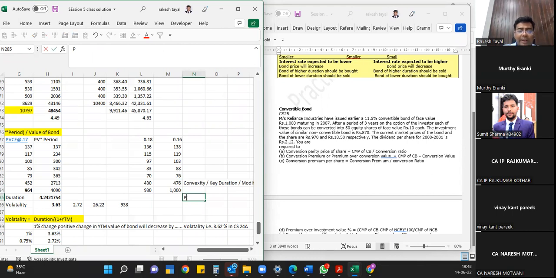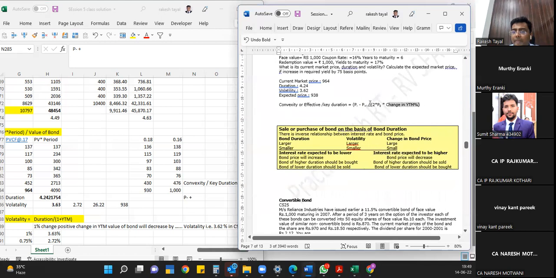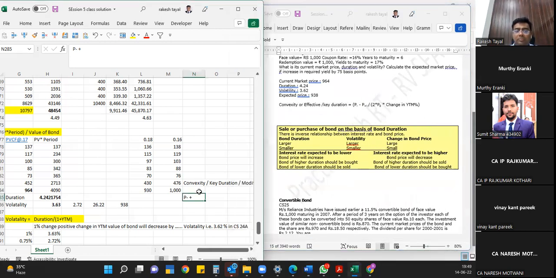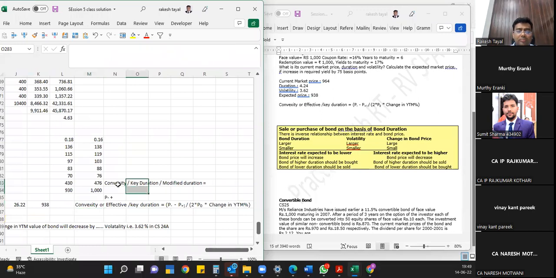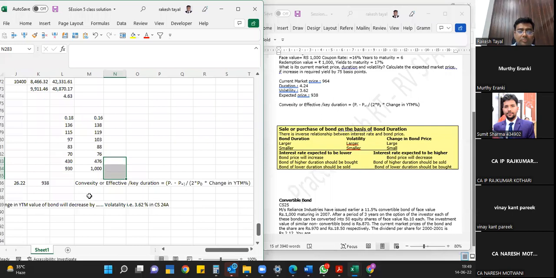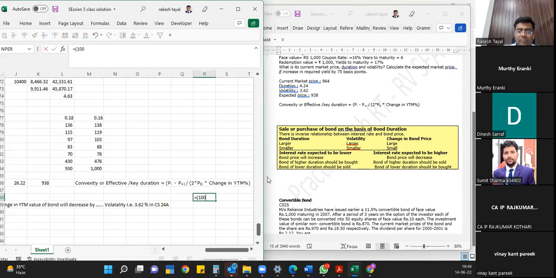Price of bond at reduced value plus, let me put the formula from here. So what is the price at negative, 1000, right? 1000 minus 930 divided by 2 into, can anyone tell me what is the price at 0? 964. Now this you have to answer.